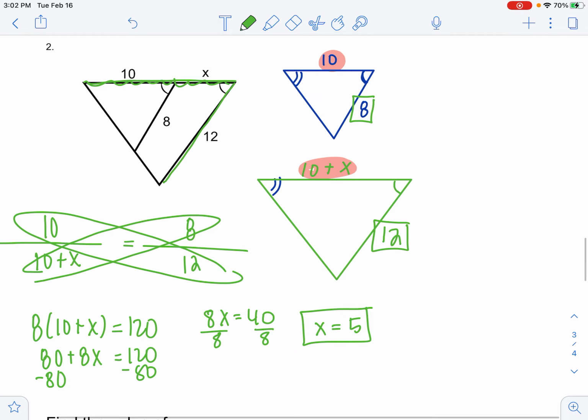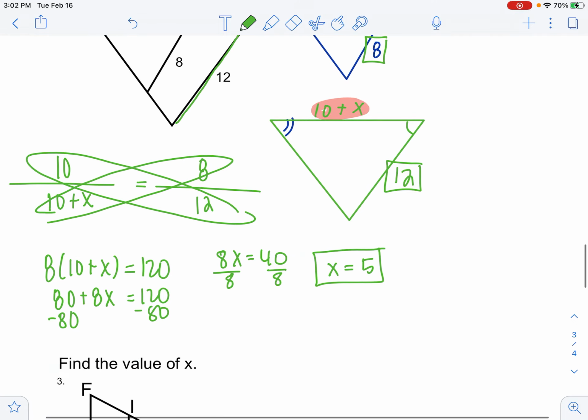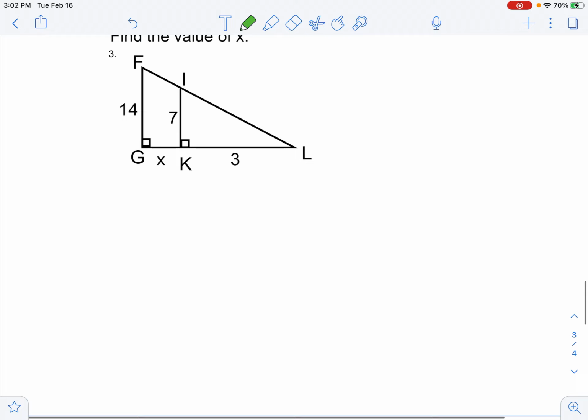I cannot believe I guessed x is 5 correctly. I should go play the lottery. Okay, I just made up a random number and it happens to be the number I made up. Okay. Last one before I do some word problems here.